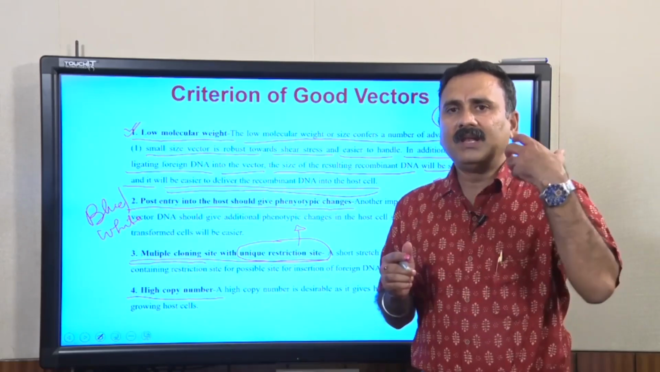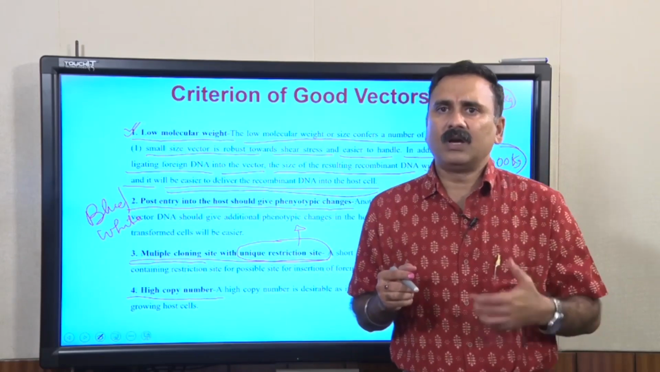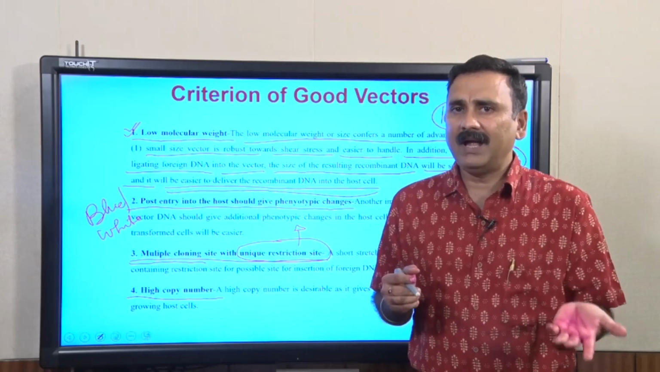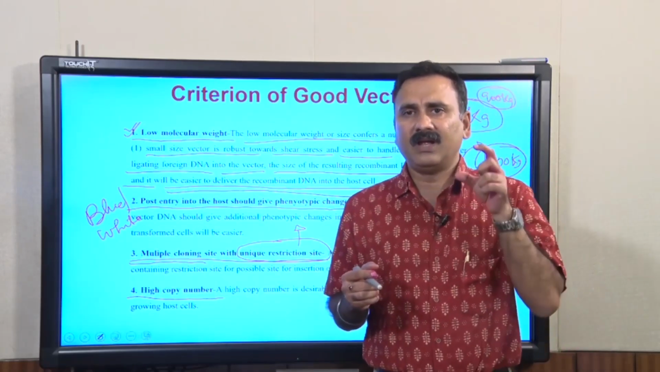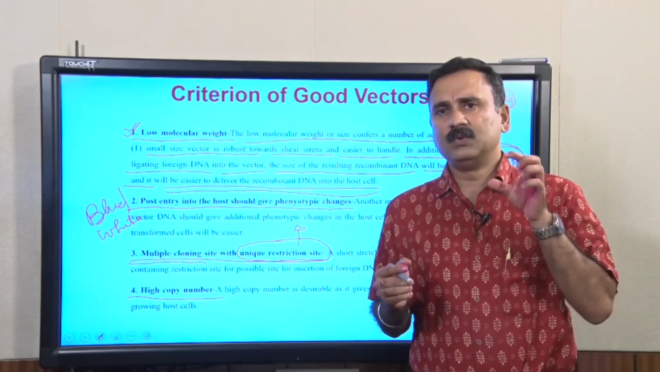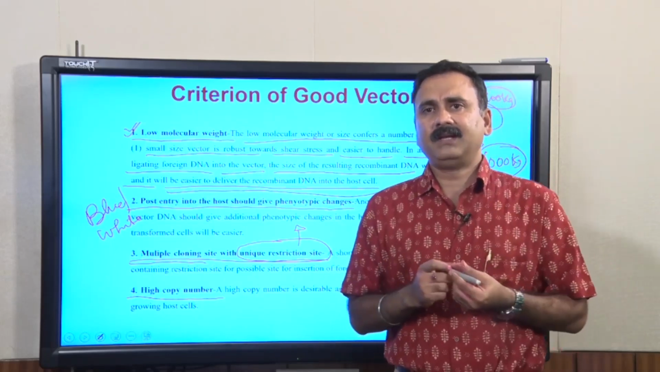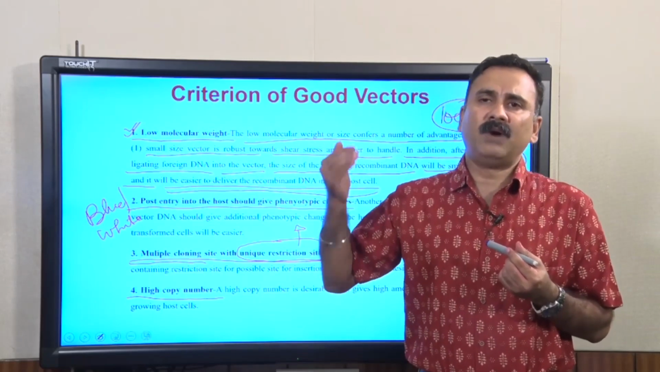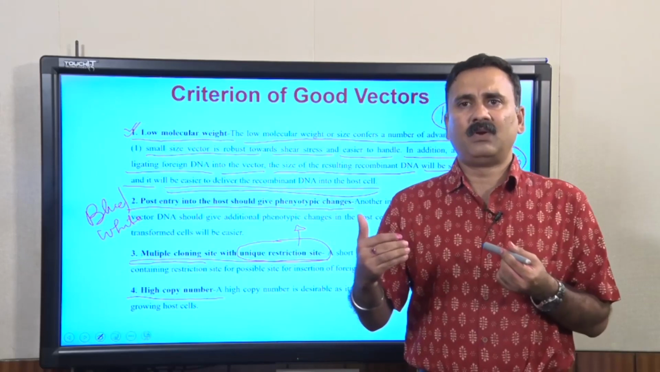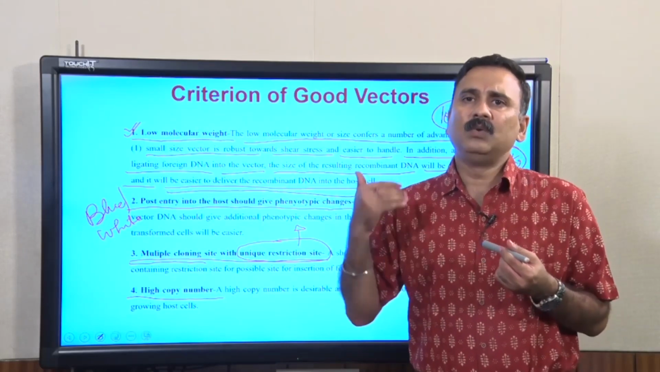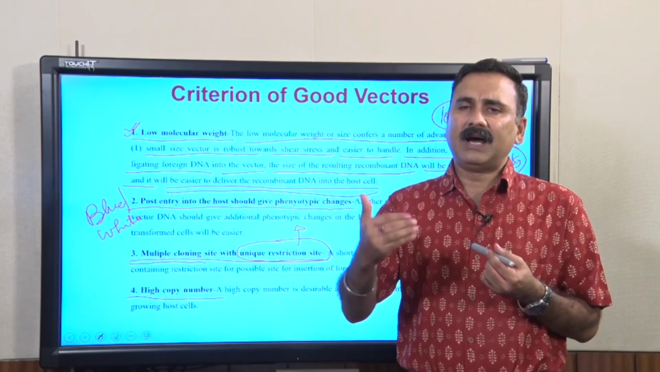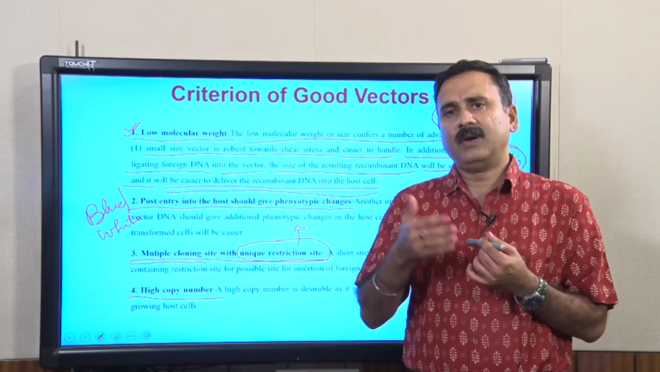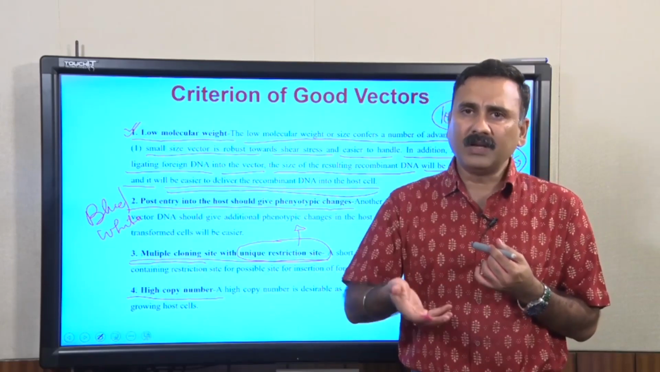So, as the number goes up, the final product you are going to get from these vectors is also going to be higher, because every plasmid or every vector is going to carry your foreign DNA, and that is how every vector is going to produce those number of molecules. This means a high copy number vector is going to let you isolate a very large quantity of that particular DNA, and correspondingly it also can let you produce a large quantity of proteins.